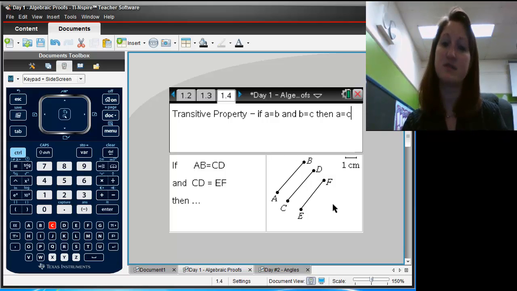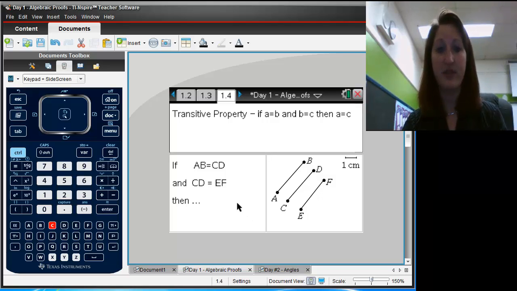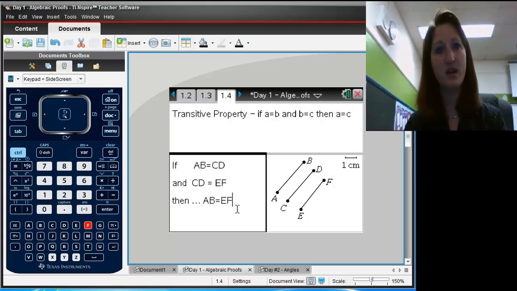So in the picture we have segments. We have AB equal to CD, and CD is equal to EF. Well, if AB is equal to CD, and CD is equal to EF, then we can say that AB is equal to EF. Alright, so again, those are probably the easiest properties that we'll take a look at this year, so I just wanted to make sure that we started with them.